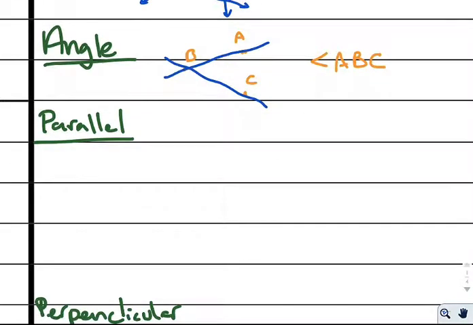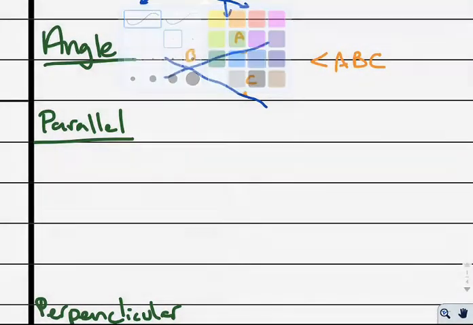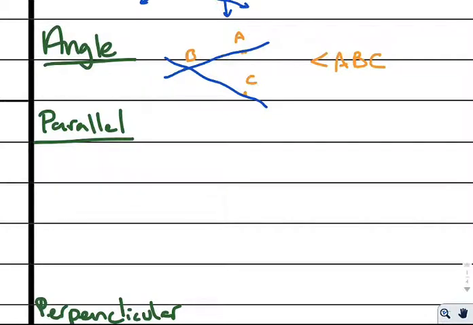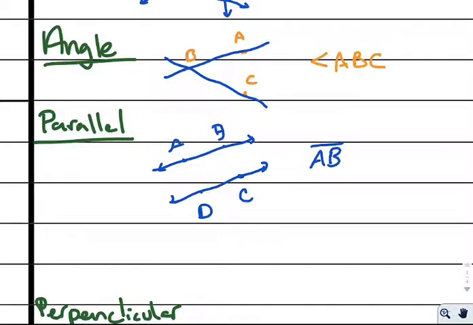Now this should be purely review, but in case it's not, let's talk about parallel. Parallel is a case where you have two lines that are equidistant apart, and let's call this one AB, and call this one DC. So we can definitely say that we have line AB and line DC, and the symbol we're going to use to show parallel is that. That means parallel.